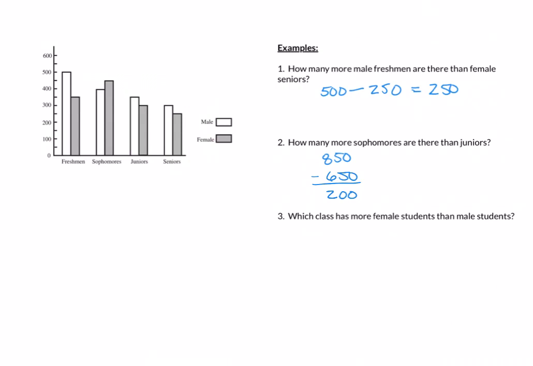Okay, finally, the last thing we have is which class has more female students than male students. So where is our gray bar higher than our white bar? And that's going to be sophomores.